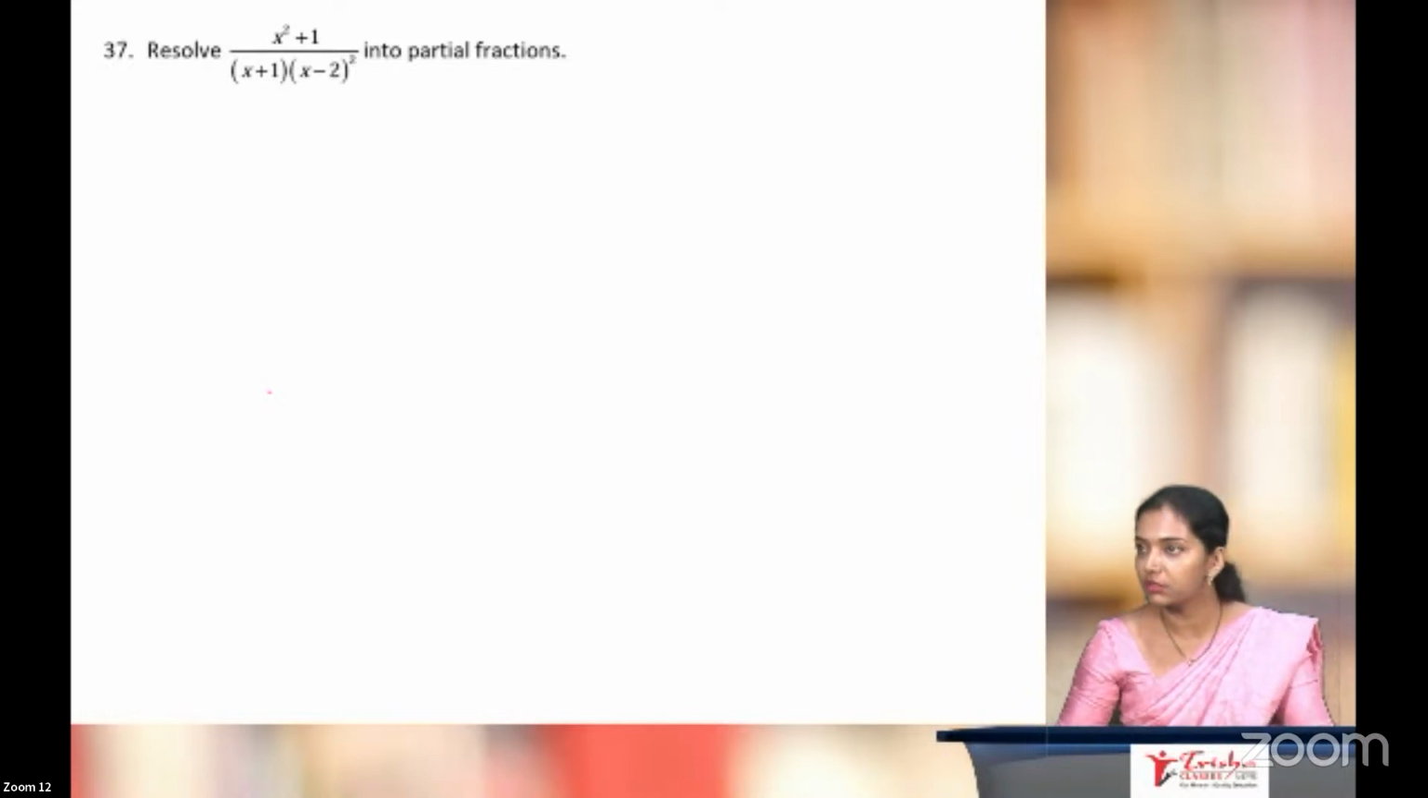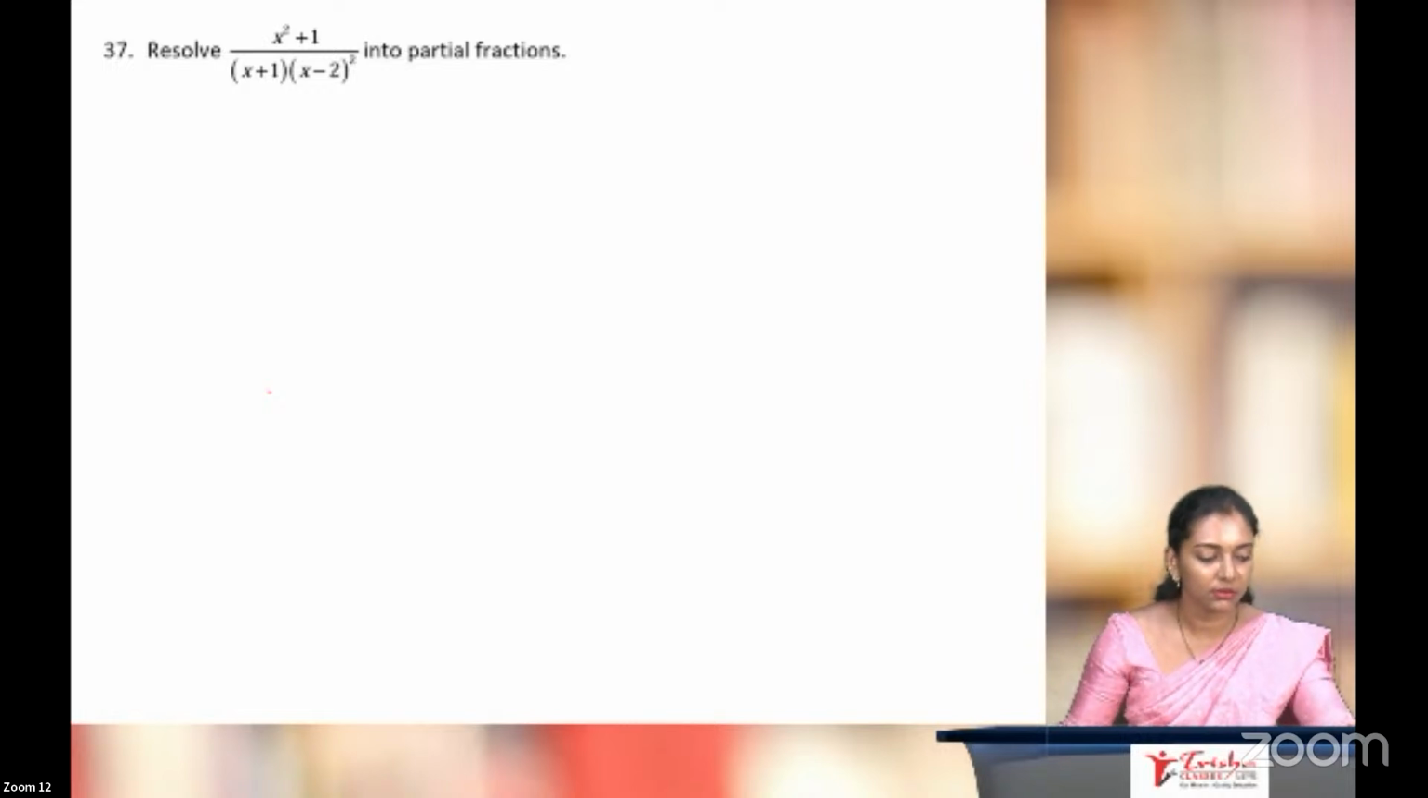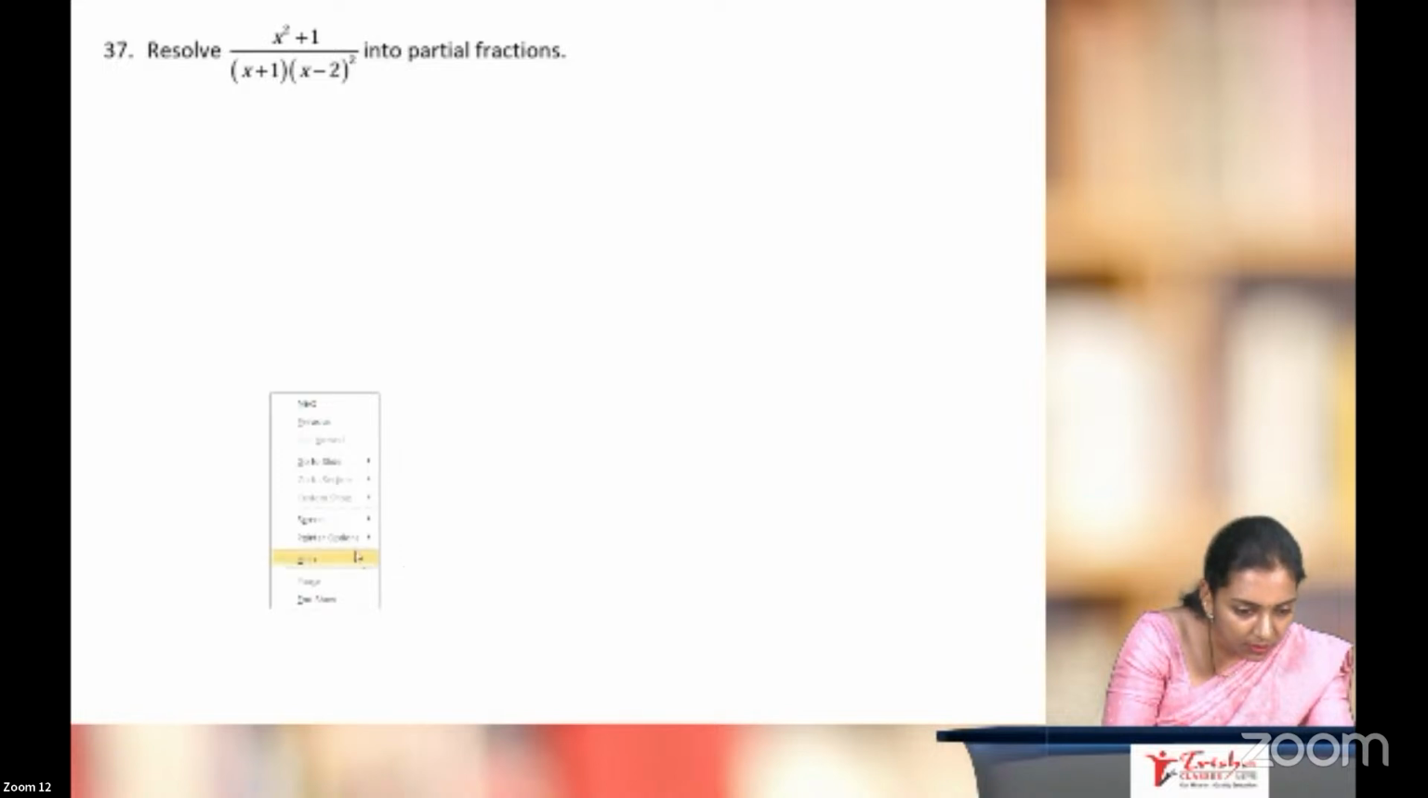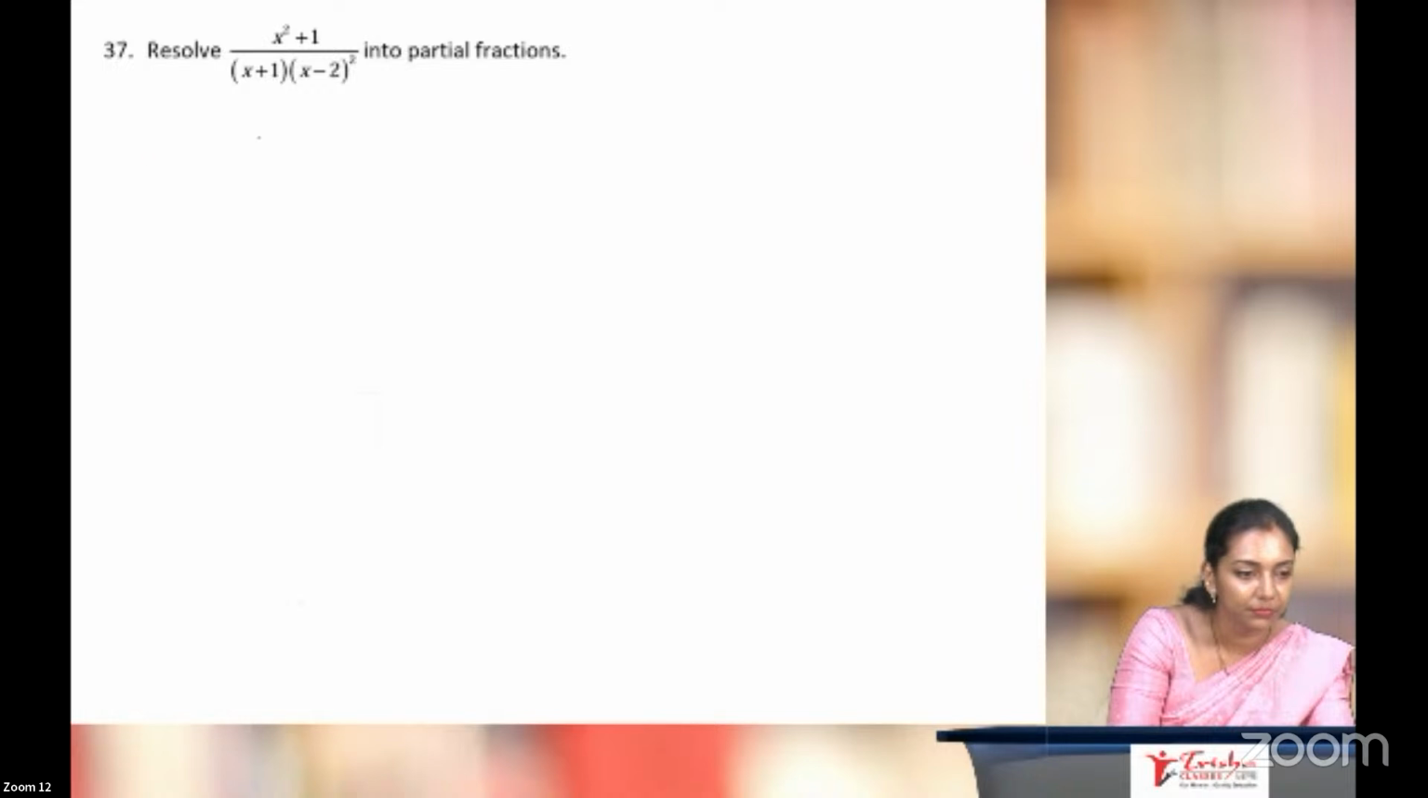The pointer is not moving. Right click. Okay. Yeah. Okay. So here I will go through it a little bit faster, okay?